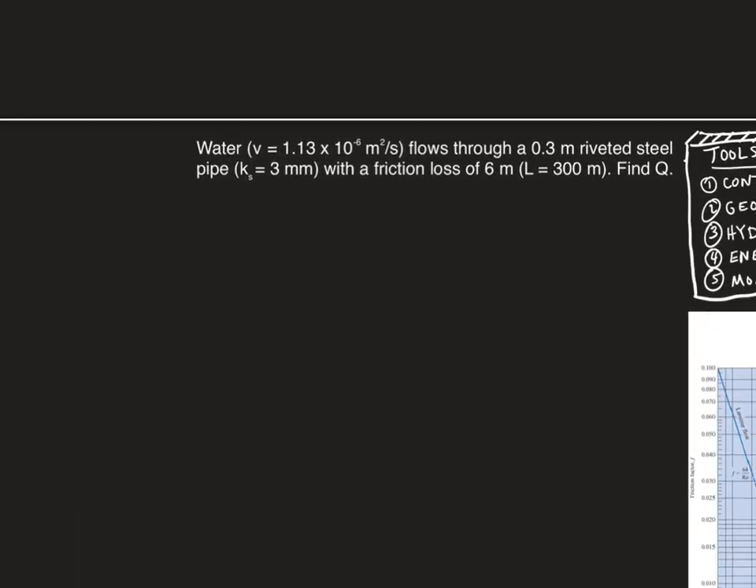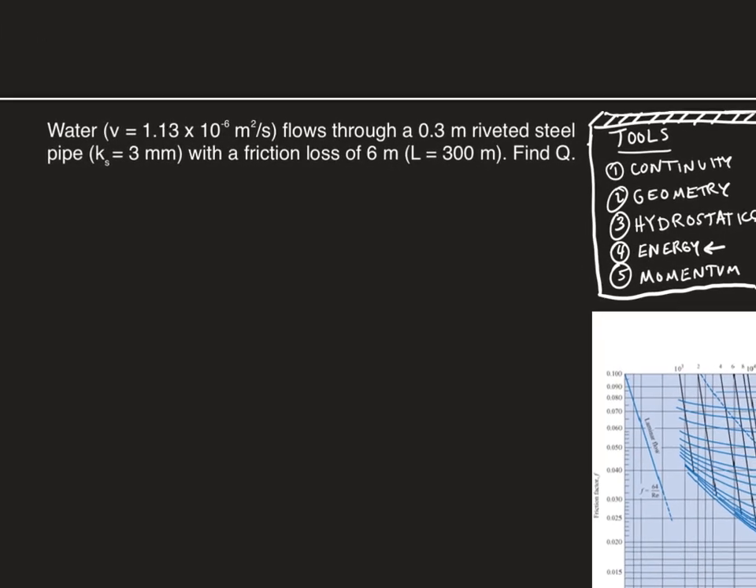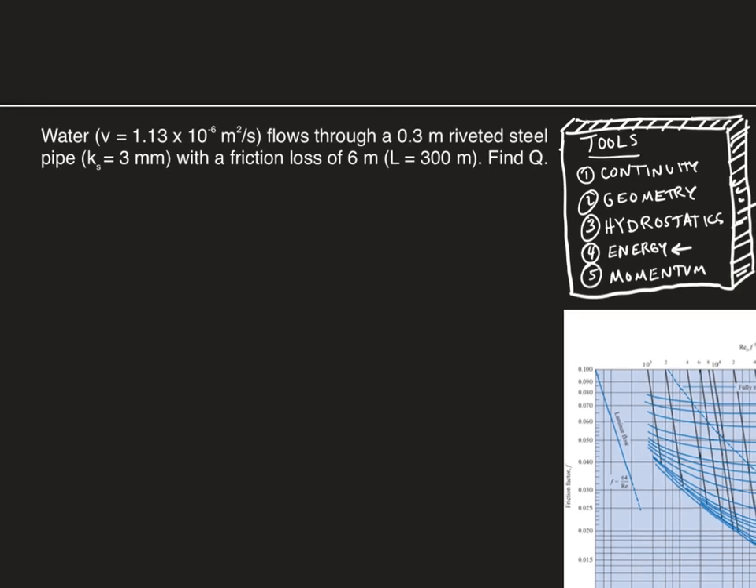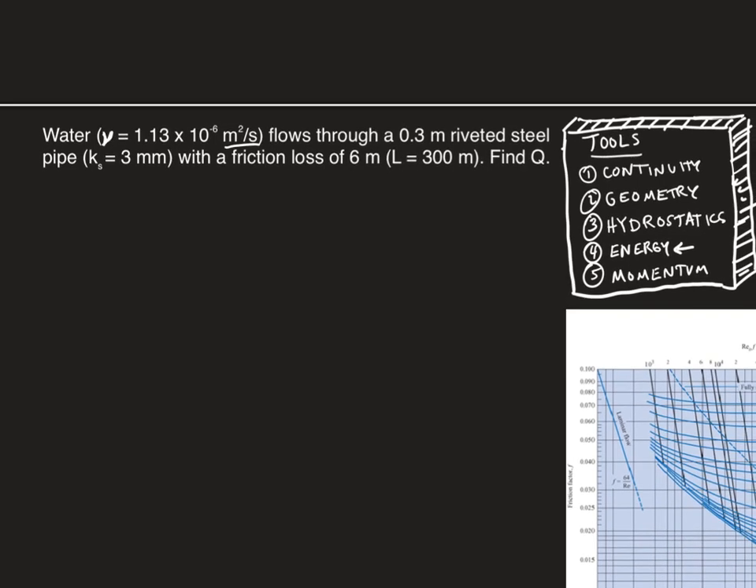All right. So here we've got, and I brought the tools with us, water, viscosity. Okay, again, if you can't recognize that that's a viscosity, notice the unusual units. So that's a viscosity. Water of a given viscosity flows through a 0.3 meter riveted steel pipe with a KS, like what they call the sand roughness. Now I'm doing this the best I can. This doesn't even come with a picture.